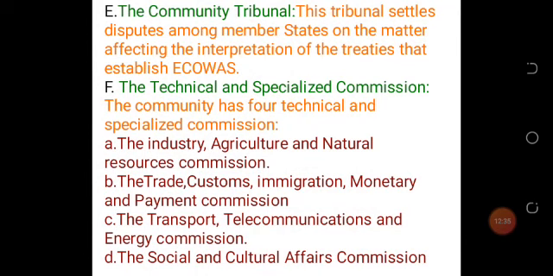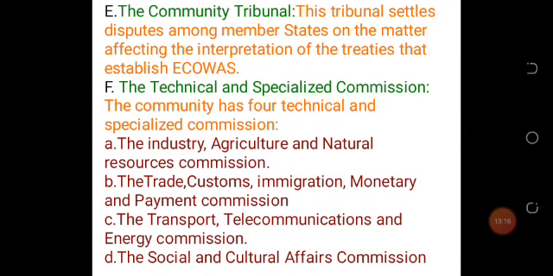Then we have another one, which is the Technical and Specialized Commission. This Technical and Specialized Commission is divided into four. One, that's alphabet A. We have the Industry, Agriculture and Natural Resources Commission. This commission is to take care of anything that has to do with industry, agriculture and natural resources. B, the Trade, Customs, Immigration, Monetary and Payment Commission. This also takes charge of trade among the member nations, the customs, the immigration, the monetary and payment, how money is paid or received among the members of the community.